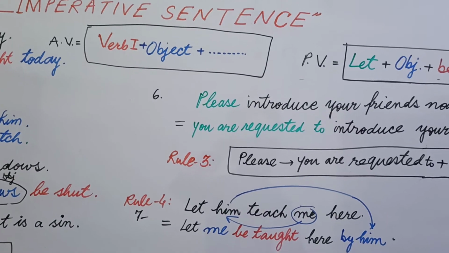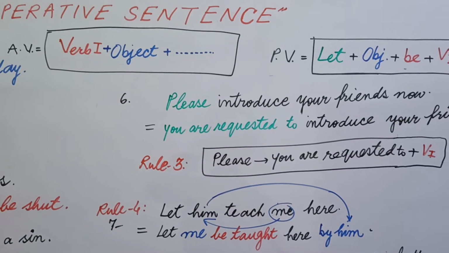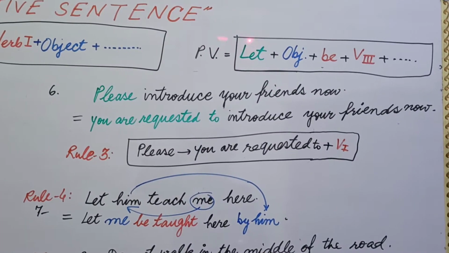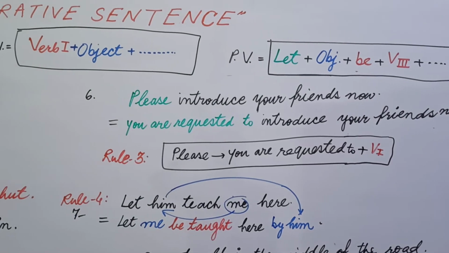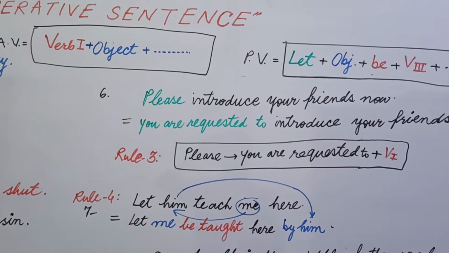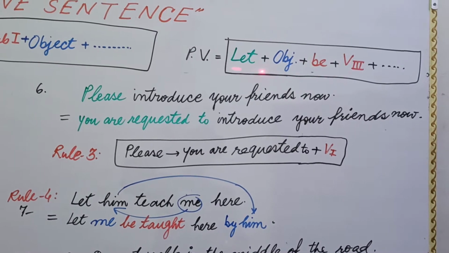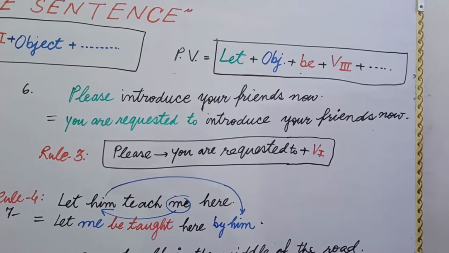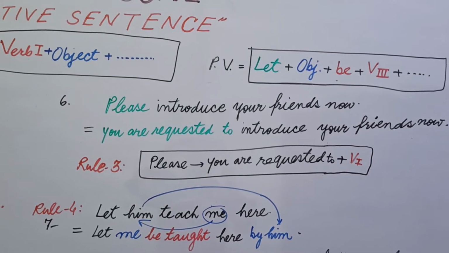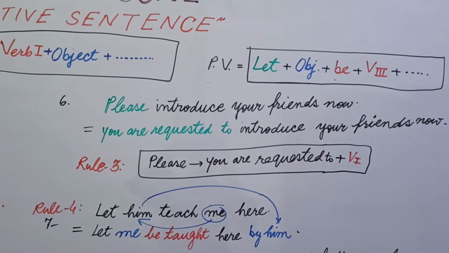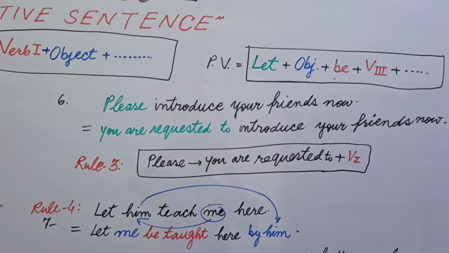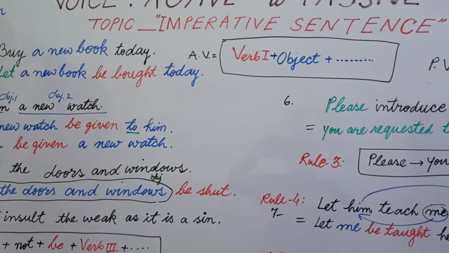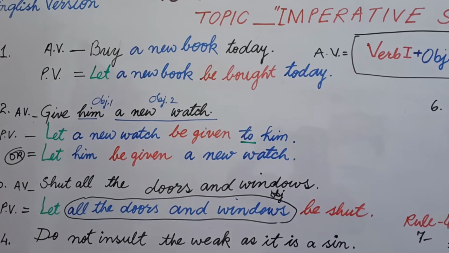And when we transform this into passive voice, the basic structure of the passive voice of this imperative sentence begins with let. We begin with let, and the object that is written after the verb comes before the verb, but we write be between the third form of the verb and the object. In this way our structure is let plus object plus be, and then the third form of the verb, then the rest of the sentence. Now let's observe this rule with the help of an example.